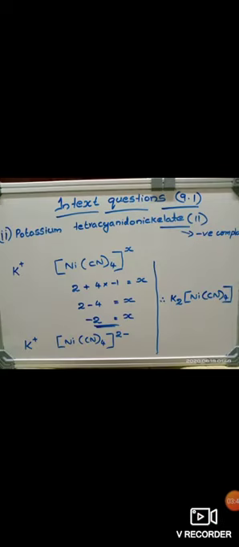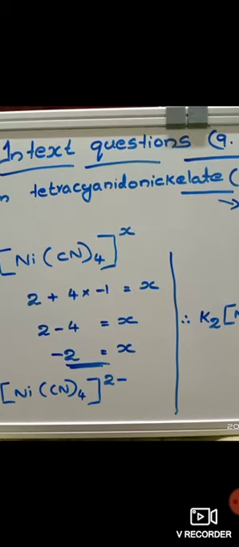Now, second question. Potassium tetracyanidonickelate(II). Nickelate indicates that the complex is the negative part. Potassium, K plus; the complex inside the square bracket: nickel, then cyanido CN 4 times, square bracket, and put the charge, it is X. We don't know what the charge of the complex is. We want to calculate it.